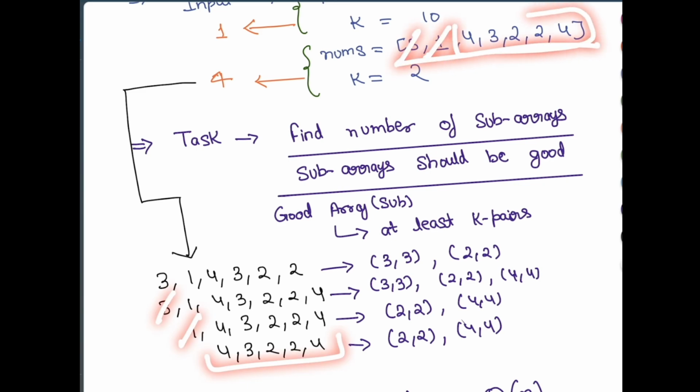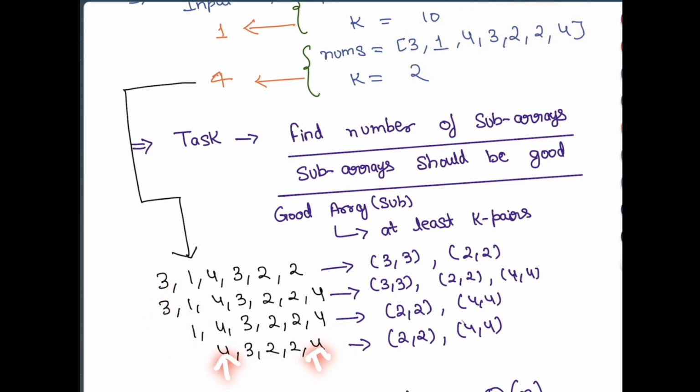You just include these elements, and this is also a subarray which has 2 pairs, 4 comma 4 and 2 comma 2, right? 1 and 2, 2 pairs. Apart from this, you cannot form any subarray which is going to have at least 2 pairs.